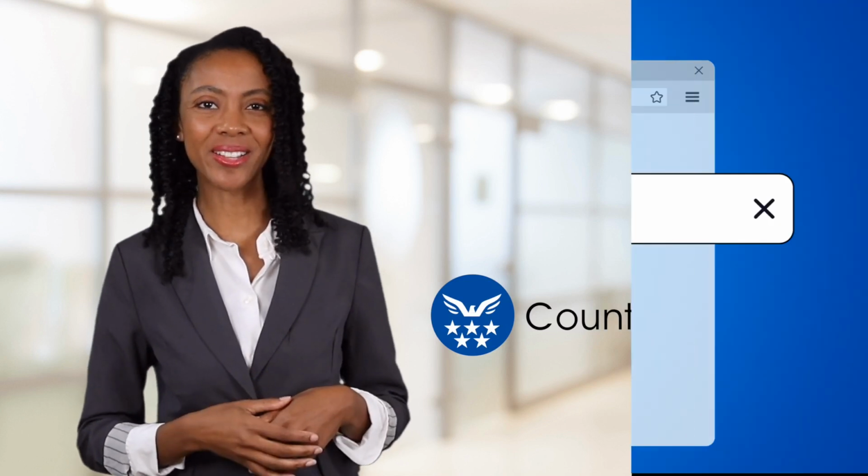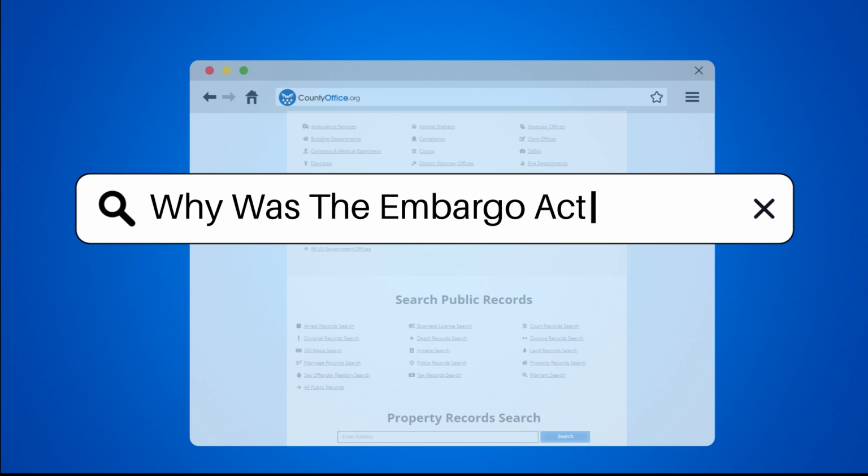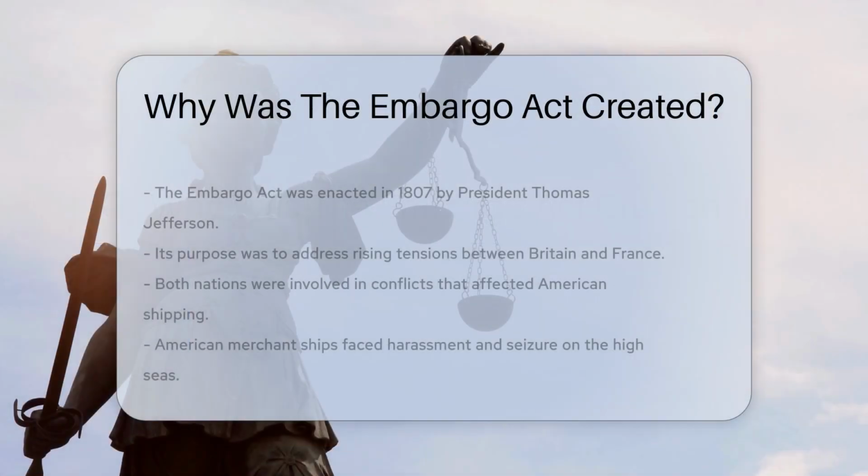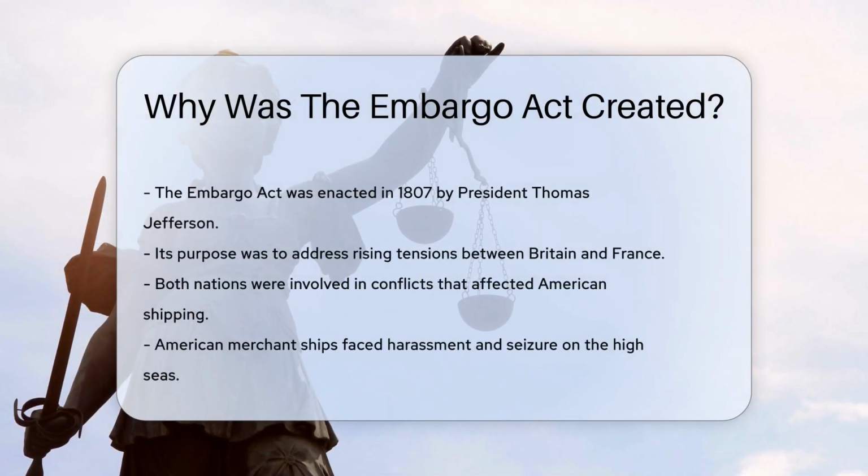Let's get started. Why was the Embargo Act created? The Embargo Act was enacted in 1807 by President Thomas Jefferson. It aimed to address rising tensions with Britain and France. These nations were engaged in conflicts that impacted American shipping.